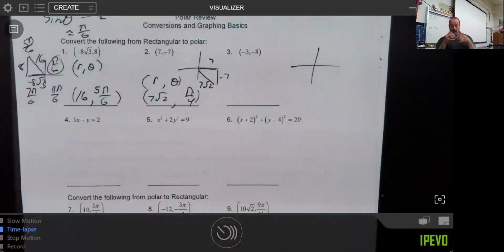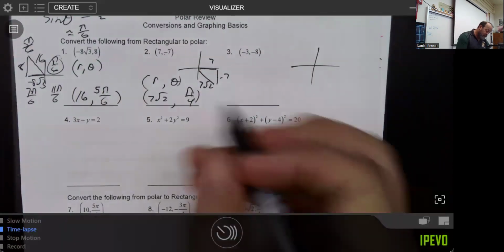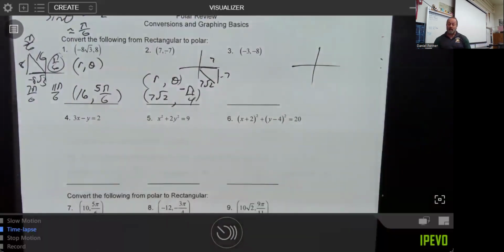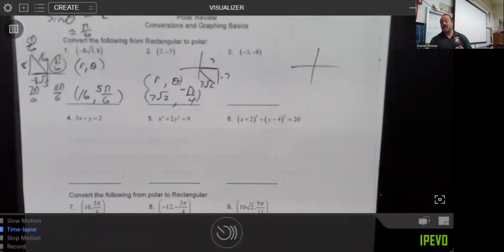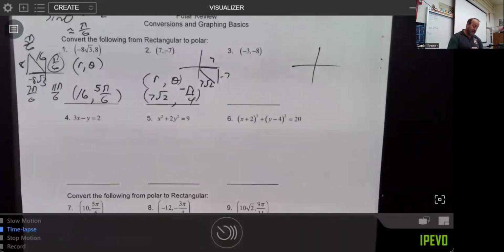Now, one of the characteristics of polar that is kind of new is that there isn't one answer for things. There's an infinite number of answers. So it would be perfectly fine if you decided to rotate down and call it negative pi over 4, but you could equivalently call this 7 pi over 4 or even 15 pi over 4. There's all sorts of names.